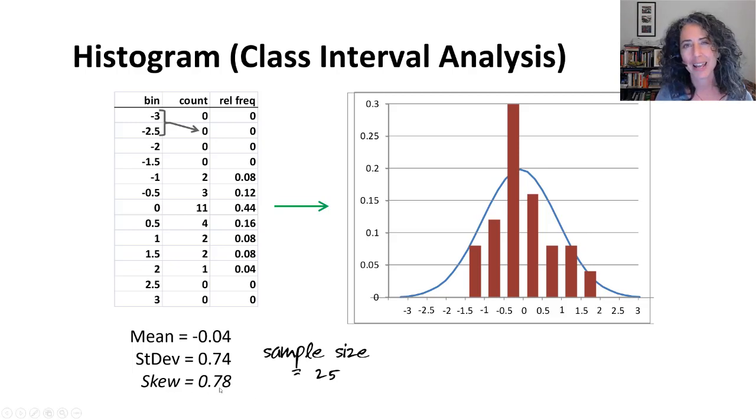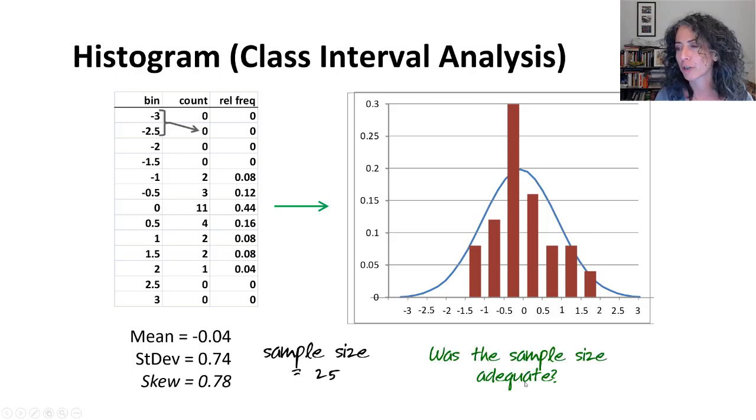So having a skew of 0.78 is happening because we have more values on the high side here. Obviously, these statistics plus the shape of the histogram itself are enough to show us that a sample of size 25 is not adequate to replace this probability distribution. So 25 is too small. Let's look at some bigger samples.